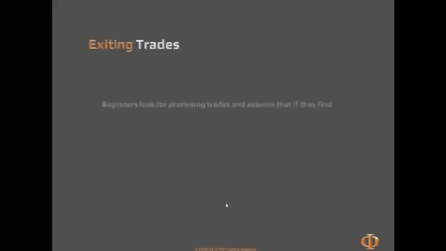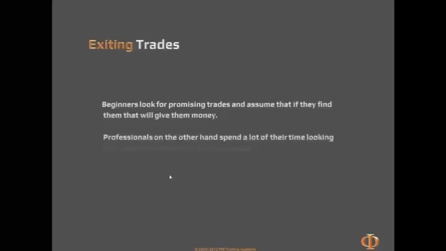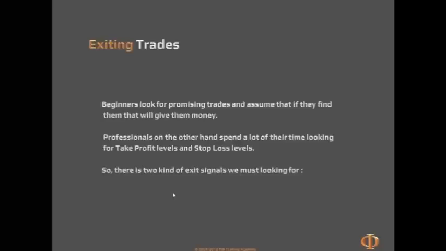So our exit signals are separated into two forms. One of them is, of course, the stop loss. Now, beginners look for promising trades, meaning promising entries, and assume that if they find them, that will give them money. Professionals, on the other hand, spend a lot of their time looking for take profit levels and stop loss levels. So our exit signals are the stop loss and the take profit.